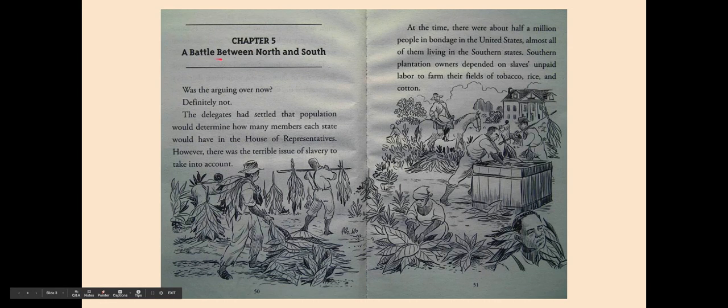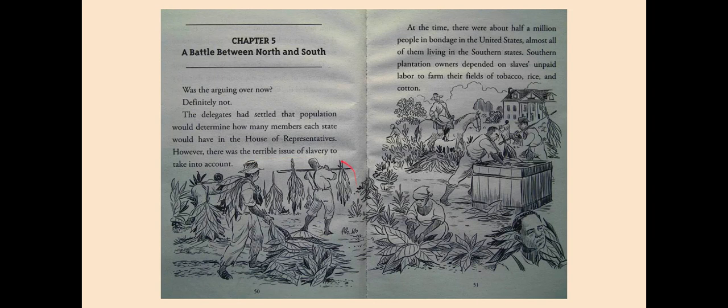Chapter 5, A Battle Between North and South. Was the arguing over now? So remember the last chapter was about the Great Compromise. And so that's the question here. Was the arguing over now that they had that compromise? Definitely not. The delegates had settled that population would determine how many members each state would have in the House of Representatives. However, there was the terrible issue of slavery to take into account.